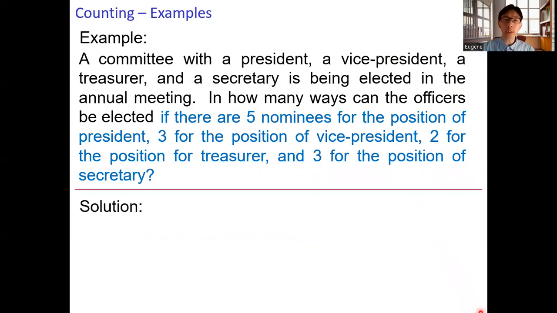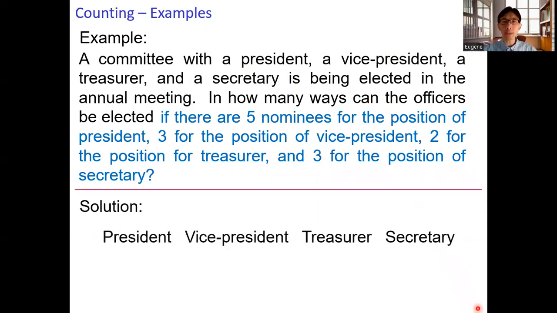Here, the 4 positions can be regarded as 4 subsets. The position for the president, we have 5 nominees, 5 choices. Vice president, we have 3 choices. The treasurer, we have 2 choices. And the secretary, we have 3 choices.